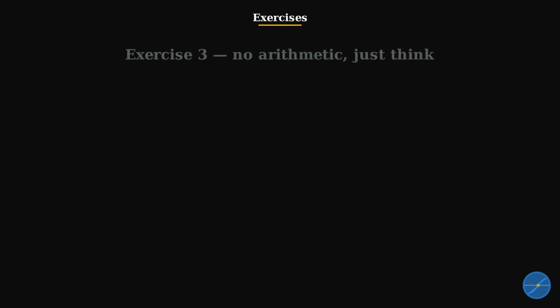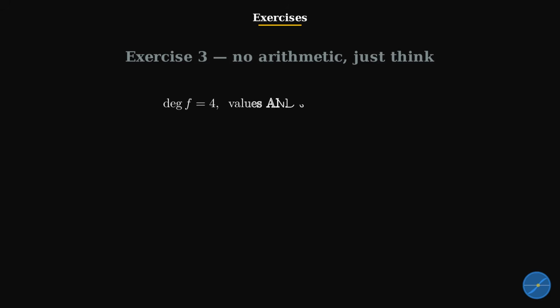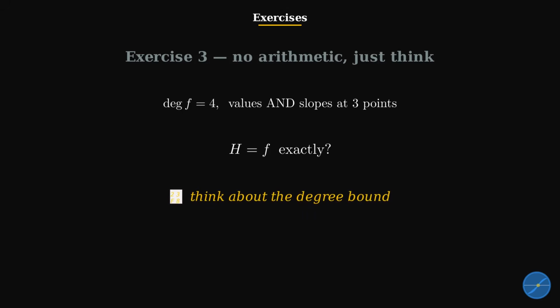Last one. No arithmetic, just thinking. A polynomial of degree 4 is sampled at 3 points. Values and slopes both. Does the Hermite fit hand that polynomial back exactly? Think about the degree bound before your answer. Yes, 3 points make the fit degree 5 at most, and 4 is at most 5. Reproduction does the rest.